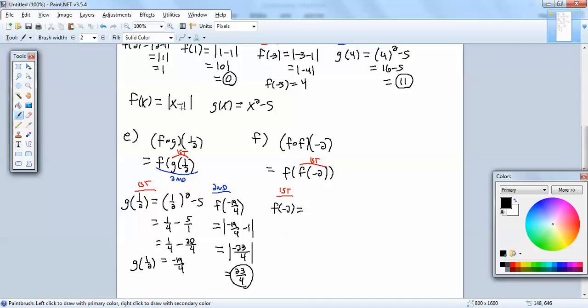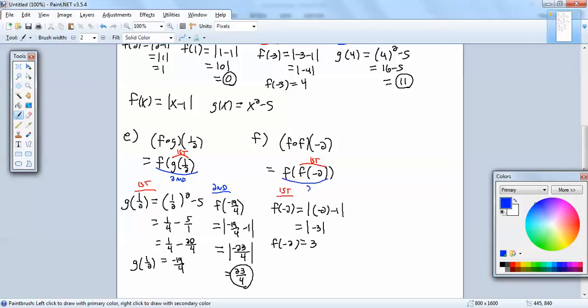So we'll go to our f of x and replace our x with parentheses. And we plug in negative 2. So negative 2, negative 1 is negative 3, and absolute value of negative 3 is 3. So that's what f of negative 2 is equal to.